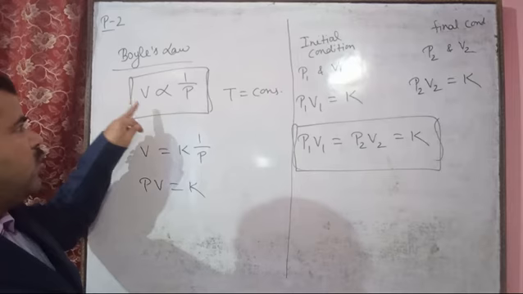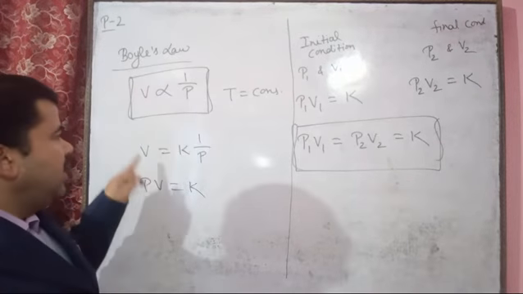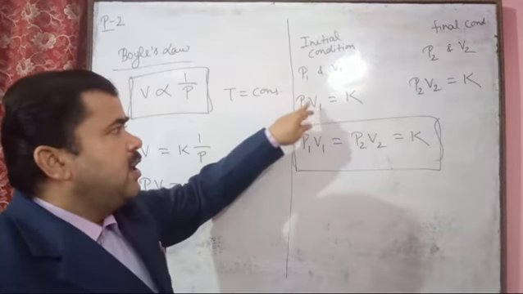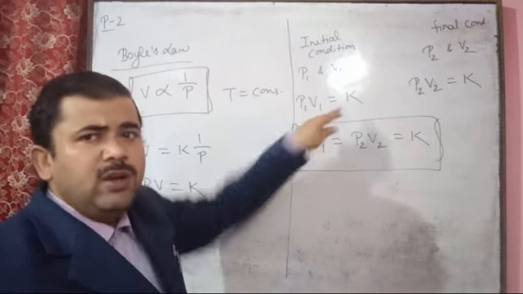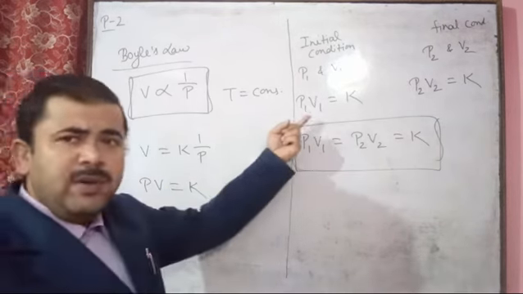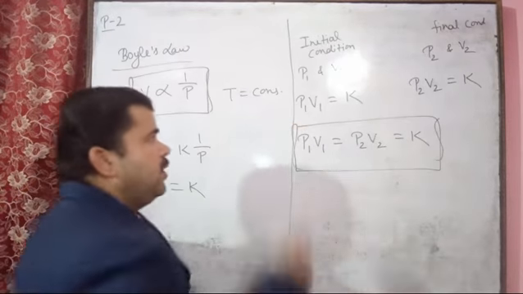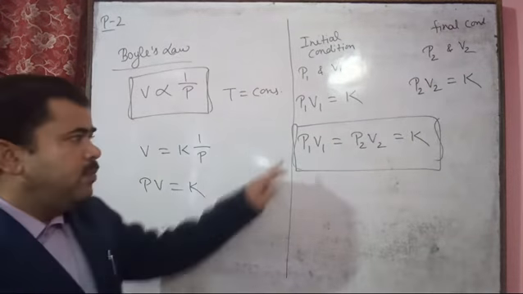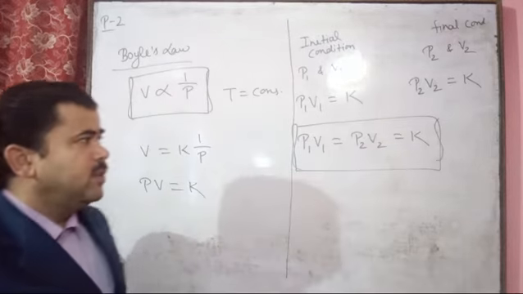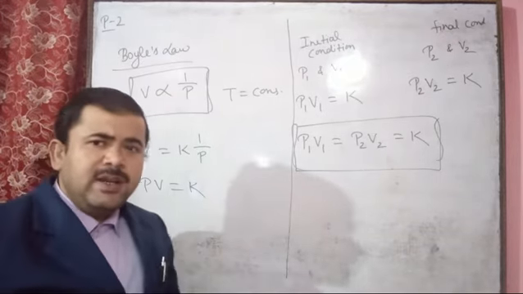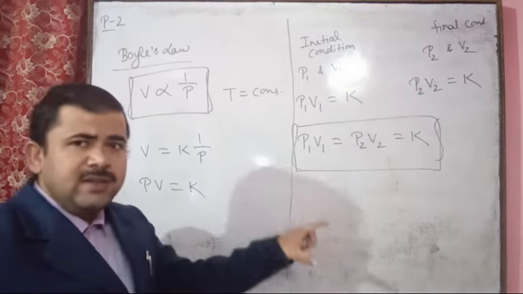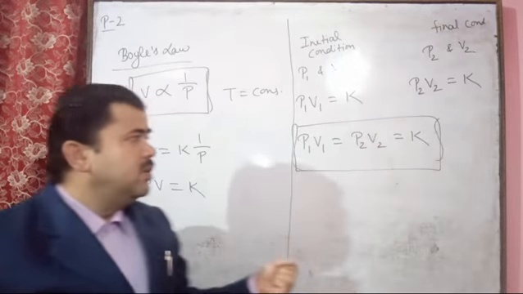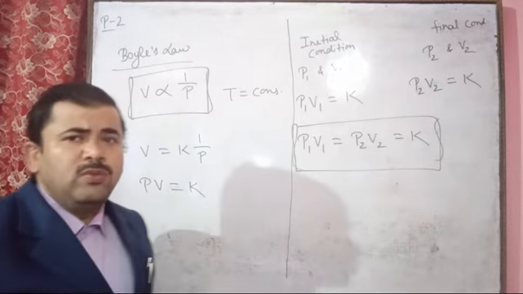So Boyle's law: volume is inversely proportional to the pressure, V equal to K 1 by P, then PV equal to K. For the initial condition, P1 V1 equal to K, because we are considering pressure P1 and volume V1, and for the final condition of the gas, P2 V2 equal to K. So P1 V1 equal to P2 V2 equal to K. Initial means the original values, and after changing, we get the changed values.